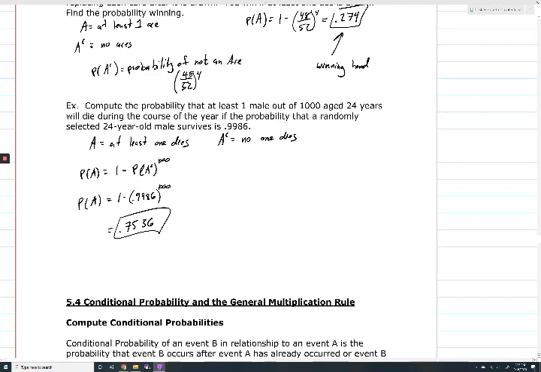and that is going to be equal to 0.7536. So that means if we selected 1,000 males that fit into our population range, if we did that 100 times, so we picked 1,000 people and we got 100 different groups of 1,000 people, we would expect at least one person in 75 of those groups to die, which means in 25 of those groups, no one would die. In 75 of those groups, at least one person would. That's how we can use those statistics. All right, that is the end of 5.3.